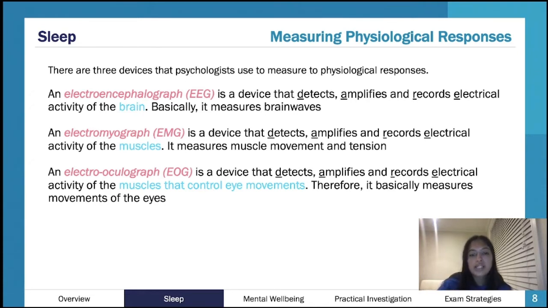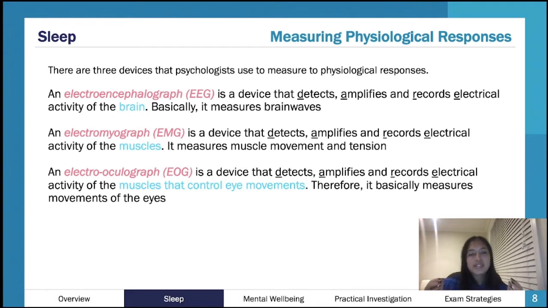If you write detects, amplifies, and records electrical activity of the eyes, that's incorrect because it's not recording electrical activity of the eyes. If you've seen, they use electrodes. So, like with an EEG, you have the electrodes all over the brain. With an EOG, you have them around the eyes because, again, it's the muscles. If you were to say detects, amplifies, and records electrical activity of the eyes, that would almost imply that you're putting electrodes on the eyeballs. So again, it's just a bit of a nitpicky thing.